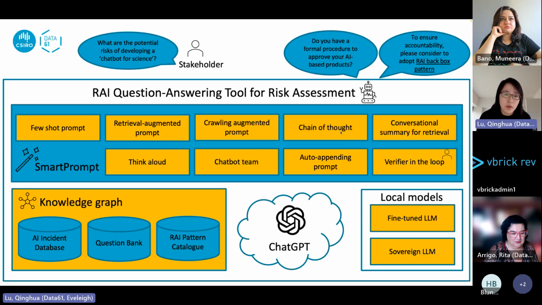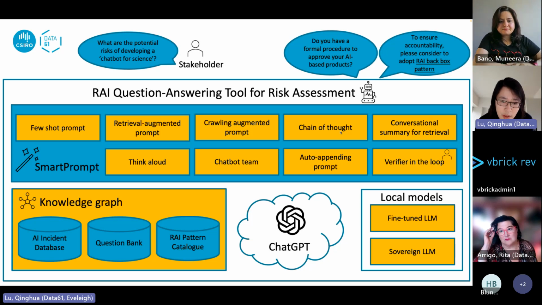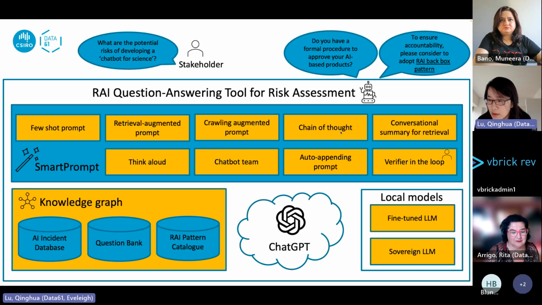And we are also developing a question answering tool for AI risk assessment. To support the conversation, we have built a responsible AI knowledge graph, which includes AI incident database, the question bank, and our pattern catalog. And the current version is built on top of ChatGPT. So we have adopted some prompting patterns in our design to ensure the quality of the conversations. But we plan to just use the conversation data as training data, so we can later have our own fine-tuned local model to support the tool.